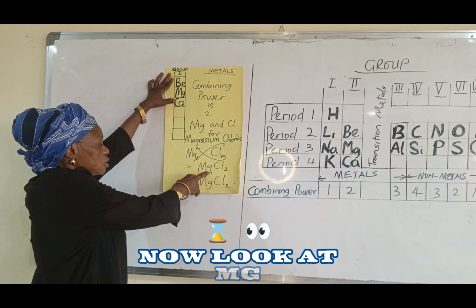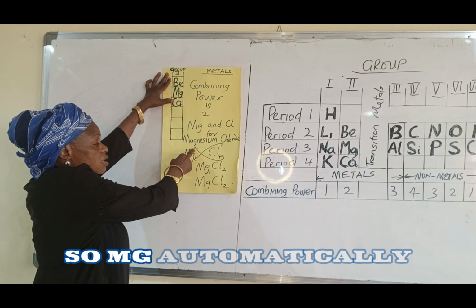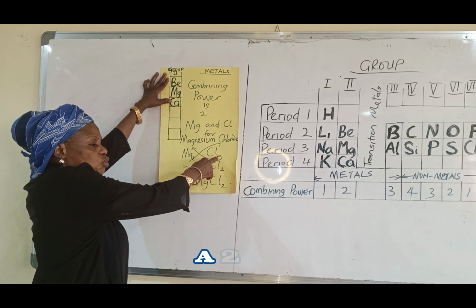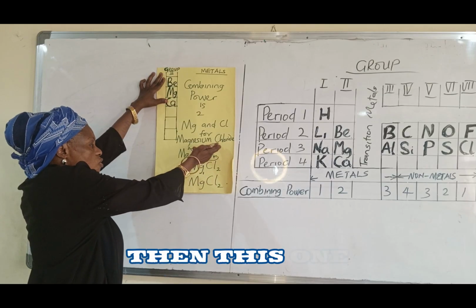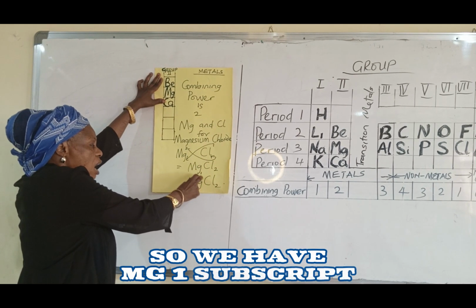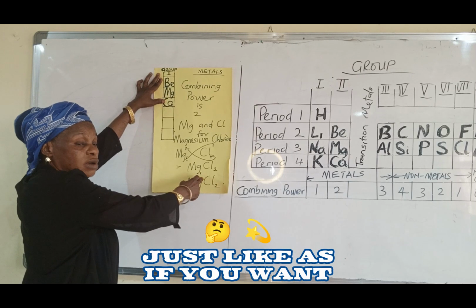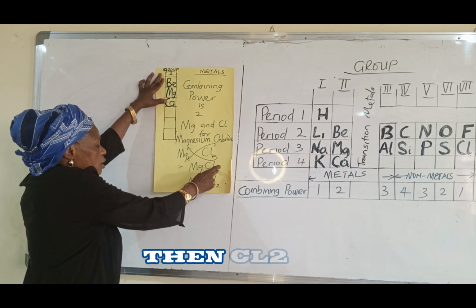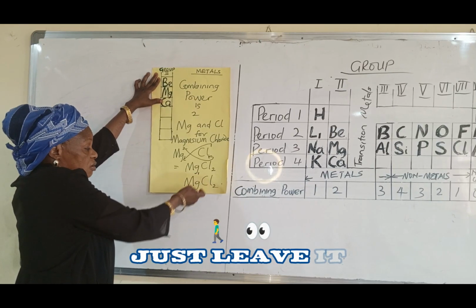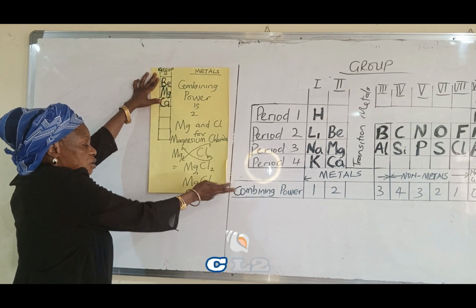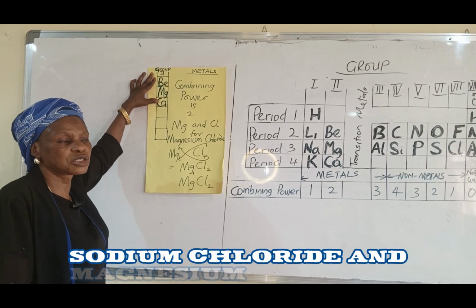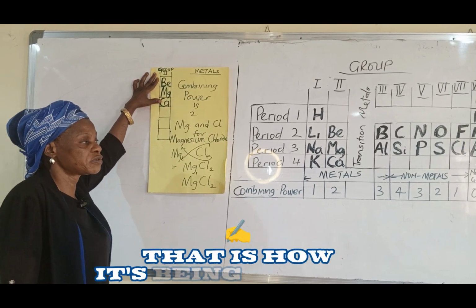Now look at Mg. Mg automatically gives chlorine 2 as subscript. Then this one we have as subscript 1. So we have Mg1 subscript down, just like when you want to write a base. Then Cl2. Of course, when you have something that is just 1, just leave it. See, MgCl2. You can see that there is a difference between sodium chloride and magnesium chloride. That is how it is written.